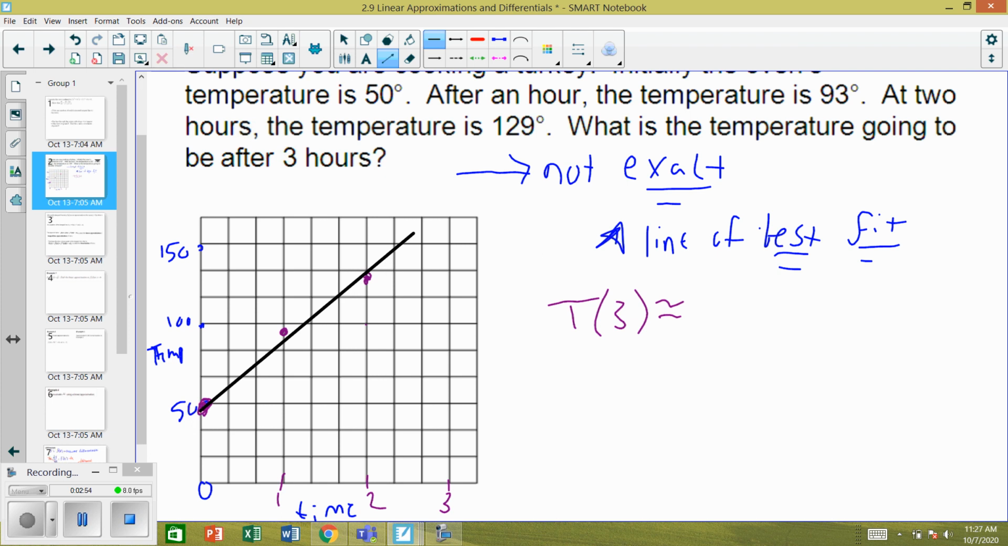Okay? I mean, this isn't perfect. It's kind of like a line of best fit here. But if I were to follow along this line here, it would be somewhere right here. It looks like up right here would be about 175, 170. We'll just say 175 degrees. And that's all we're doing, okay? But we're going to be doing it with tangent lines. So let's explain with this next example.